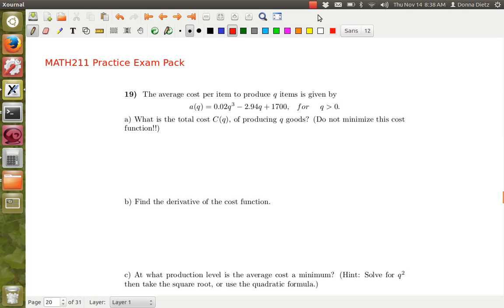Okay, we give you the average cost per item and ask for the total cost. So the total cost is the average cost times how many items. So you just pump up this exponent on each part of this polynomial. Very straightforward.